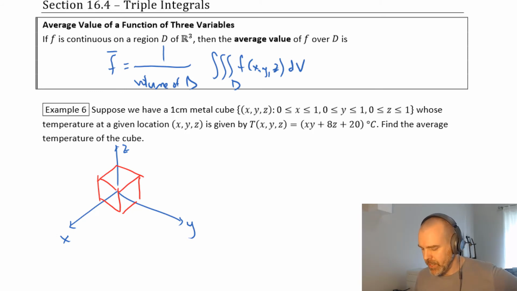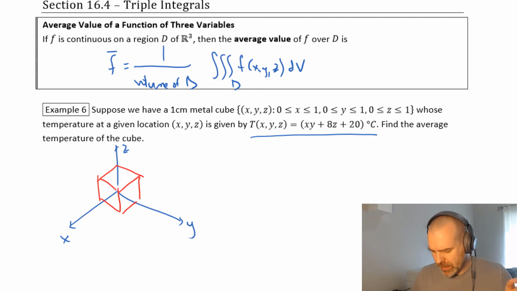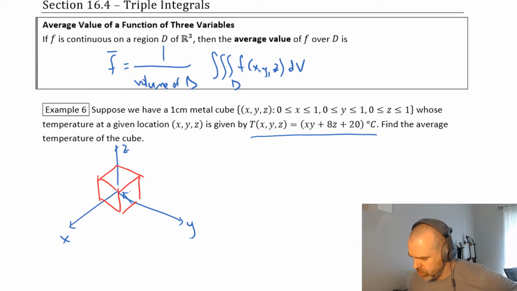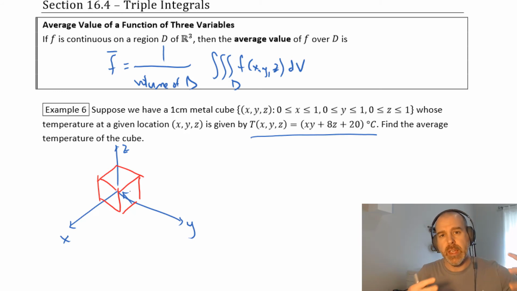The temperature on that cube is given by this function, xy plus 8z plus 20, in degrees Celsius. So I guess the largest temperature would be out at this far corner because x, y, and z are at their maximum there, they're 1. So the largest temperature would be 29. And the minimum temperature would be at the origin, which is 20.